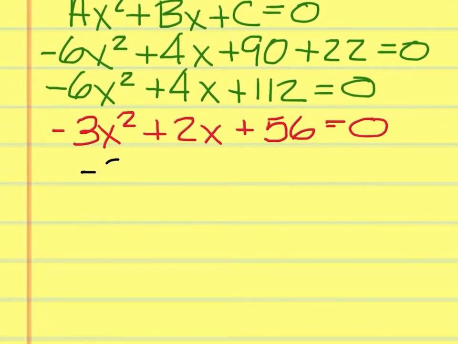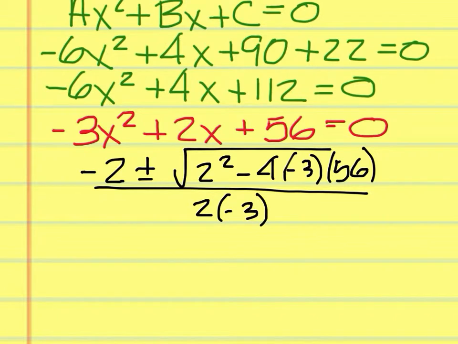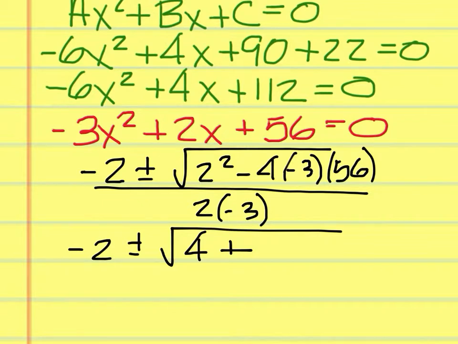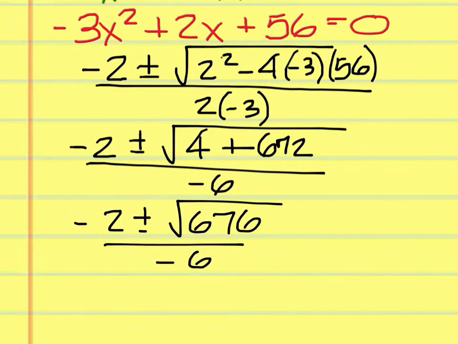So we could do the quadratic formula to get negative 2 plus or minus the square root of 2 squared minus 4 times negative 3 times 56. All of that is over 2 times negative 3. Go under the square root sign to get 4 plus what is essentially 12 times 56. And that's 672. So if you add that together with the 4, you should come up with 676. And the square root of 676 is 26. So that works out neatly.